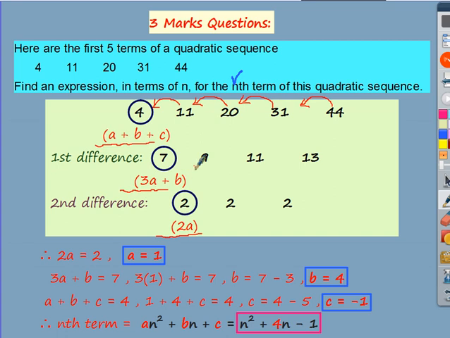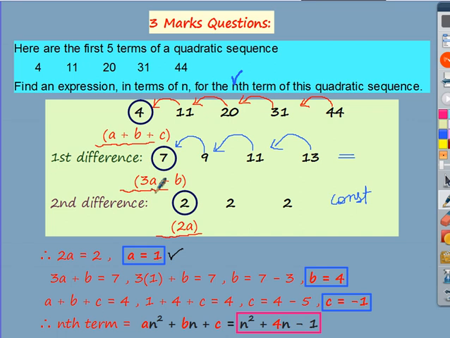Now I am finding second difference. For second difference I have to subtract. 9 minus 7, 2, 11 minus 9. If you see, this is your linear progression, okay, because there is 2 difference. Now so your second difference is constant, as I told you. So you can write 2a equal to 2. So 2a equal to 2, you got the answer, a equal to 1.